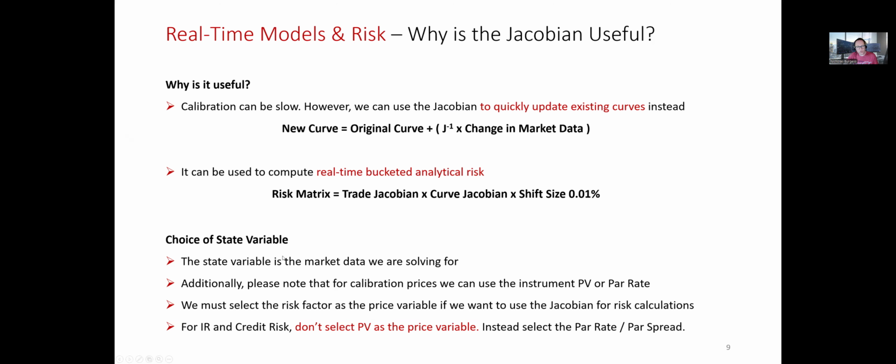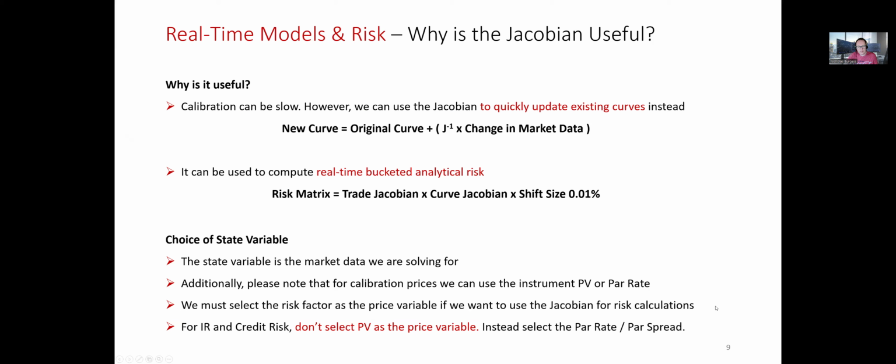Now, we need to talk a little bit about the choice of state variable. The state variable is the market data we're solving for. Additionally, please note that when we're calibrating prices, we can use the instrument PV, which is the dollar value of our instruments. But interest rate swaps don't typically quote as PVs. They quote as par rates, and standard CDSs quote as par spreads. So prices can be dollar prices, or they can be these par rates and par spreads in percent.